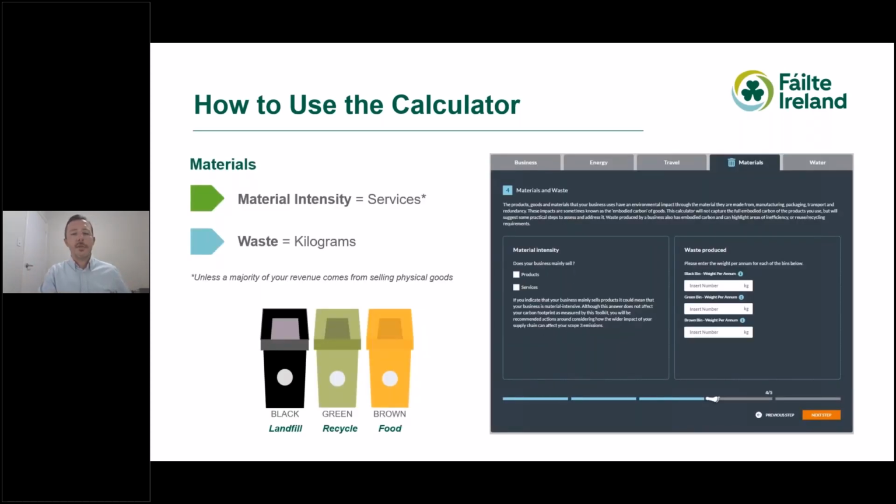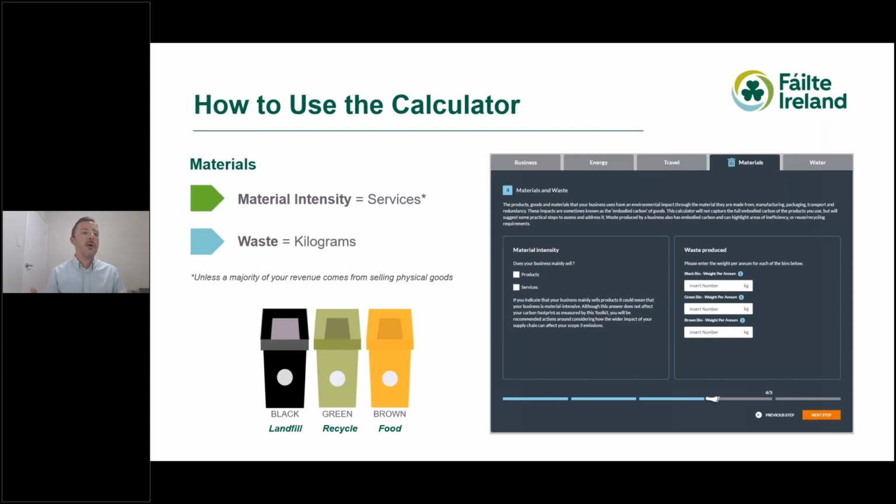All right, next we have materials, which is a fancy way of saying waste. So the first thing you want to do when it says intensity, everyone on this call should select services. The only reason you would select products is if for some reason your business makes a majority of its revenue on selling goods. For the hospitality and leisure sector, this is almost certainly going to be services. So only if you fall into that rare category would you select products. Again, this lets the calculator understand where within the industries your business fits.